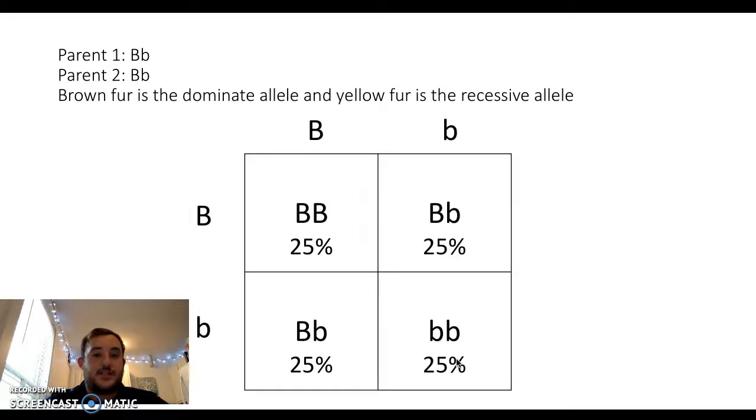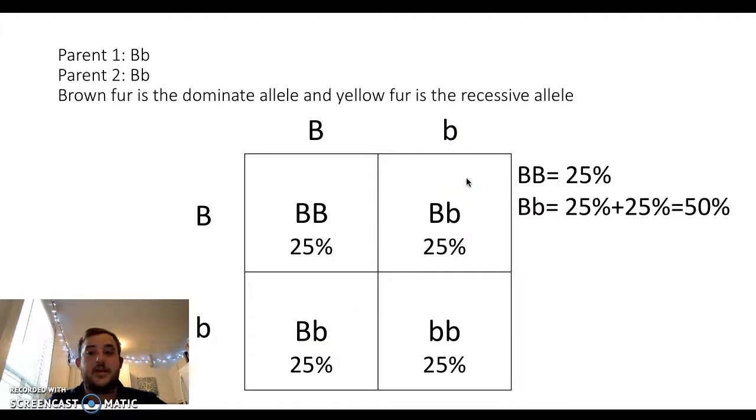And now our objective was to determine the probability of a genotype occurring. So each box has a 25% chance of occurring. For big B, big B, it only occurs once, so that's going to be a 25% chance. But for big B, little b, you see it twice in box number 2 and box number 3, so you're going to add them together and you're going to get a 50% chance of being heterozygous. And for little b, little b, you're going to have a 25% chance of occurrence.